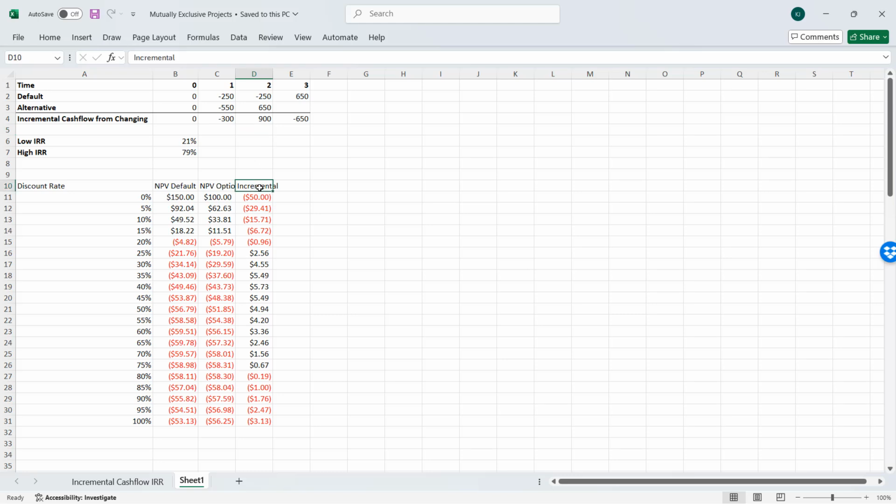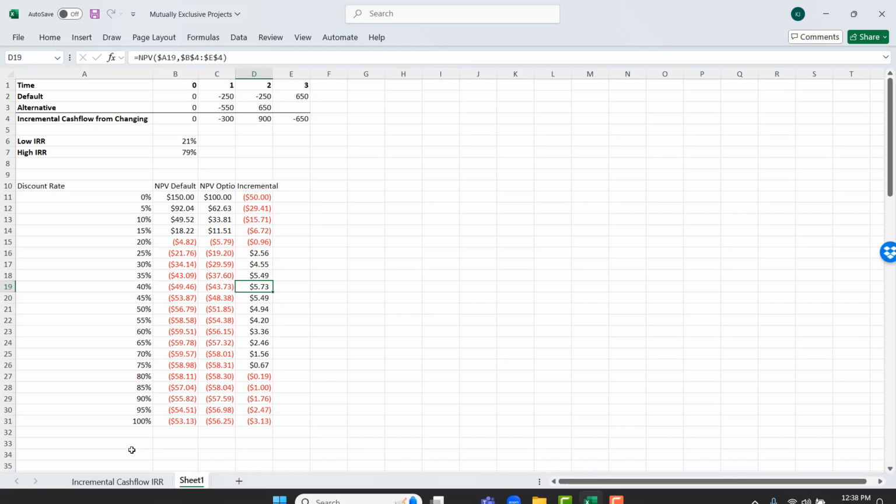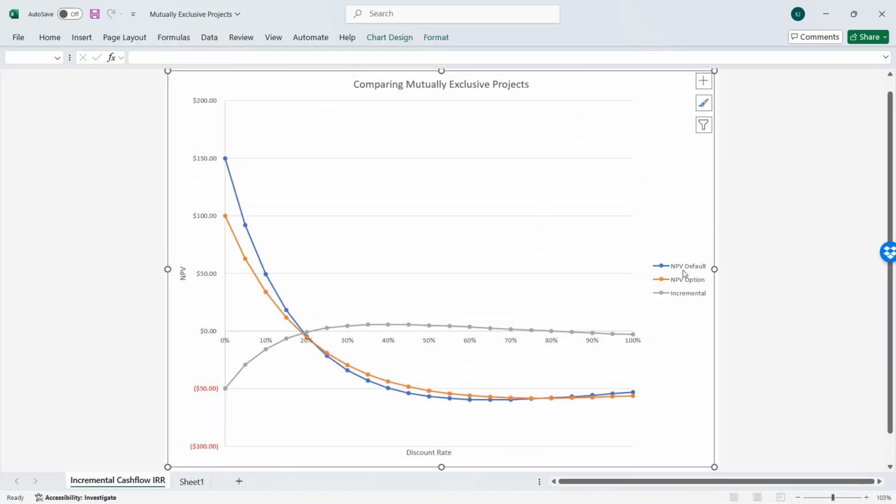So these incremental cash flows, which are the cash flows associated with the decision we're making, also have an NPV. And that's what this column is right here. So I plotted these particular numbers, and the blue line right here is the default. And you can see as the discount rate is increasing, the project becomes less positive NPV and actually turns negative NPV. The same thing with the alternative. It starts off as positive NPV, and then at a certain discount rate, it becomes negative NPV.